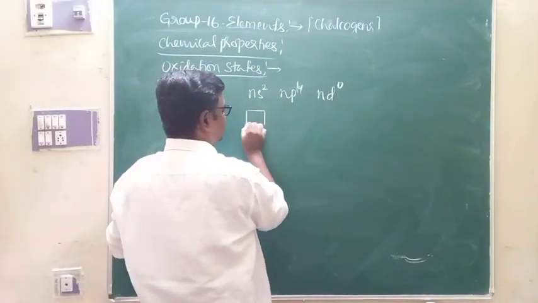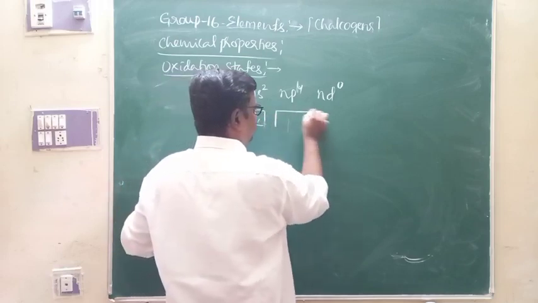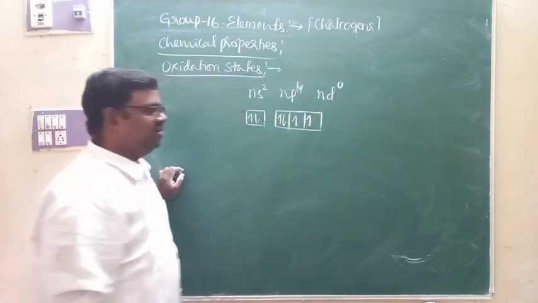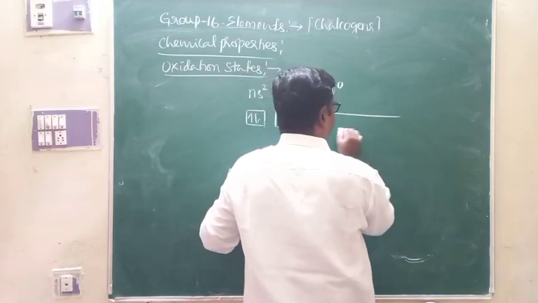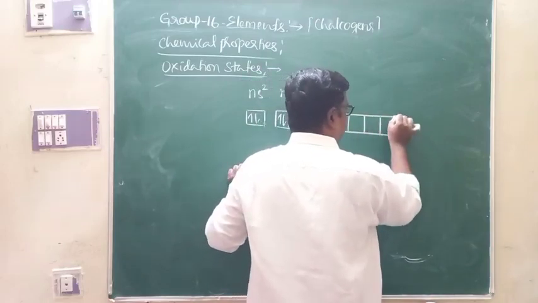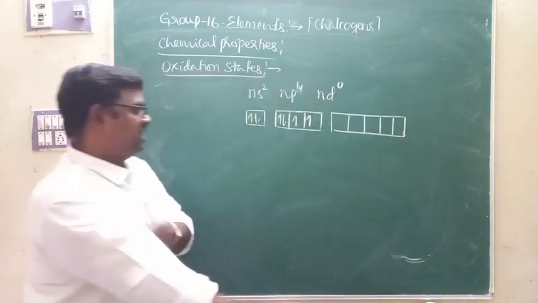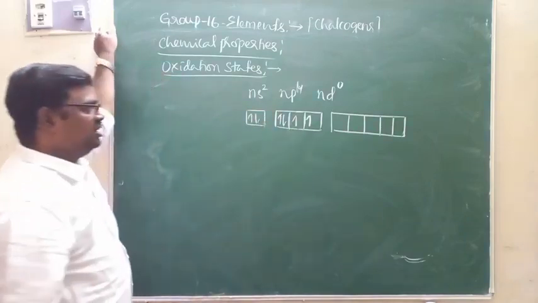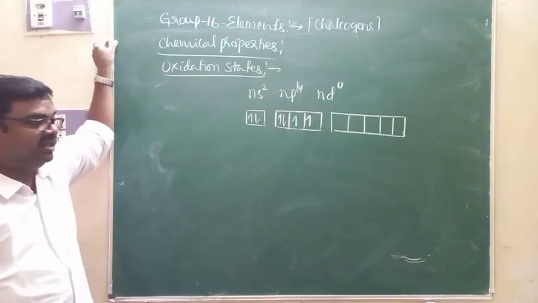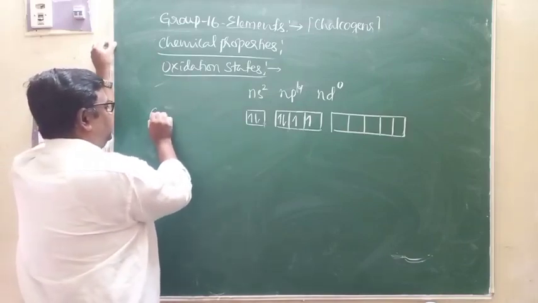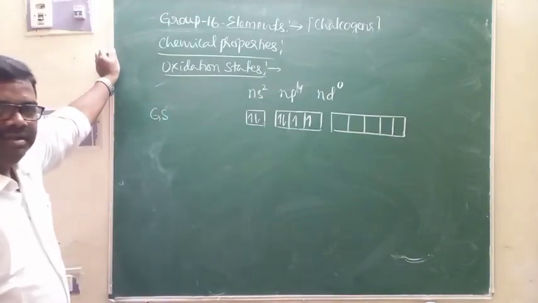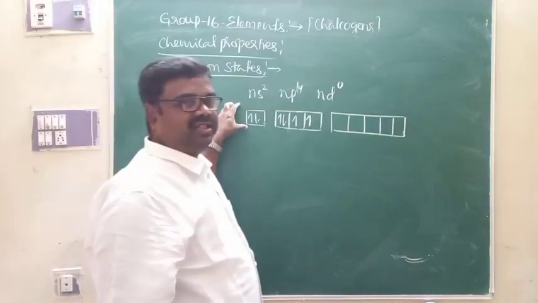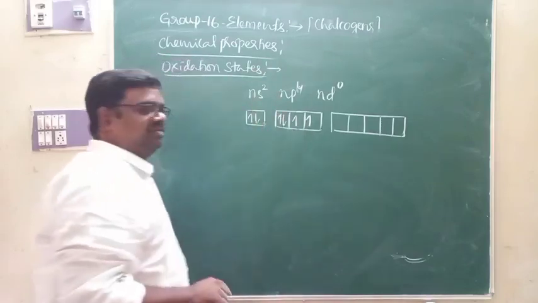Look at this. Here we have 2 electrons in ns. In np4, there are 4 electrons, of which 2 electrons are paired and 2 electrons are unpaired. Nd is vacant. In d there are 5 orbitals, in p there are 3 orbitals, and in s there is 1 orbital holding 2 electrons. This is the electronic configuration in the ground state, the valence shell electronic configuration of group 16 elements in the ground state.